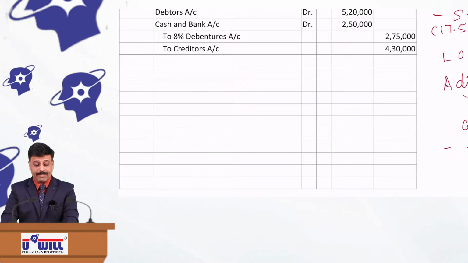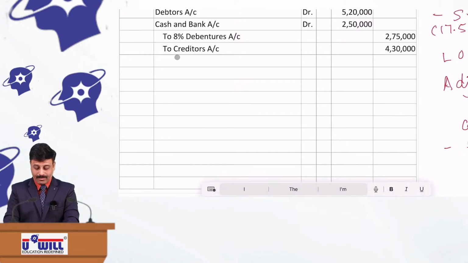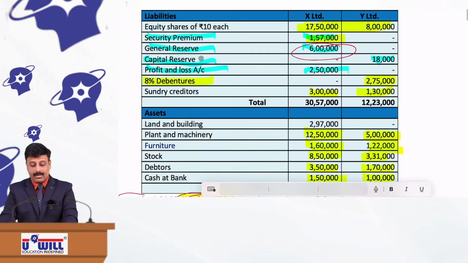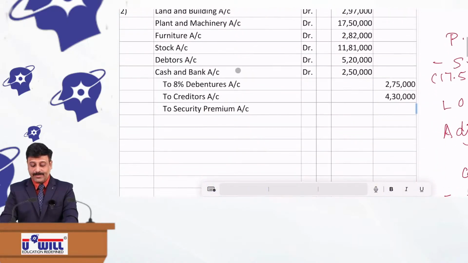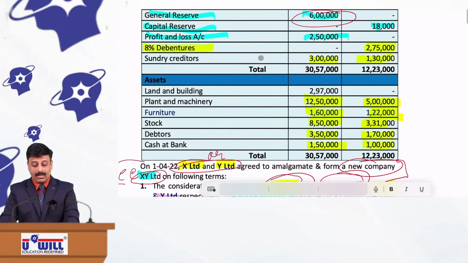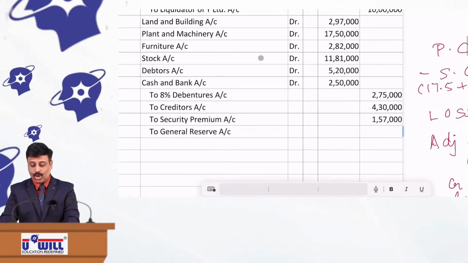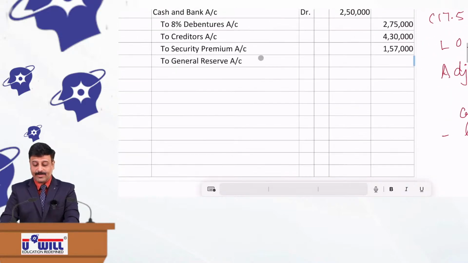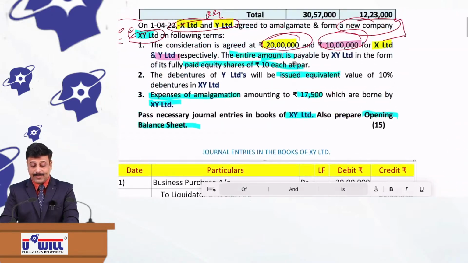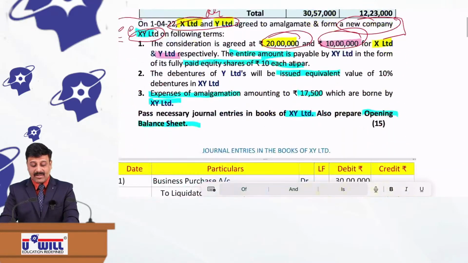First, security premium with 1,57,000. Then to general reserve with 6 lakh rupees. No, not 6 lakhs, as we discussed, 1,50,000. Okay, after adjusting the loss, general reserve with 1,50,000. Then capital reserve 18,000.